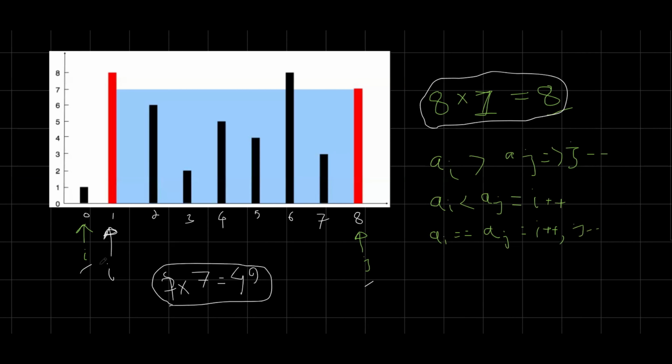And now if we move the ith pointer to any of the middle values, it is ensured that the volume will not become greater than 49. So I hope you understood the problem as well as the example and the algorithm. Now let's move on to the code.